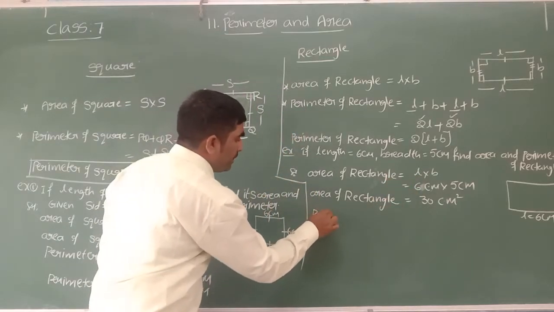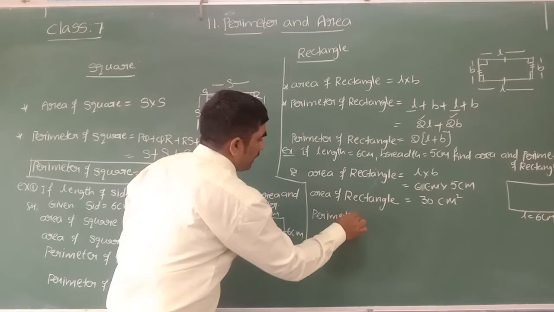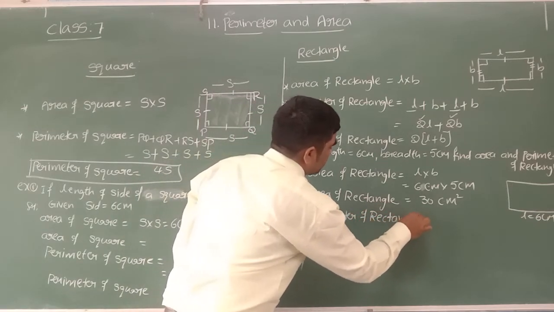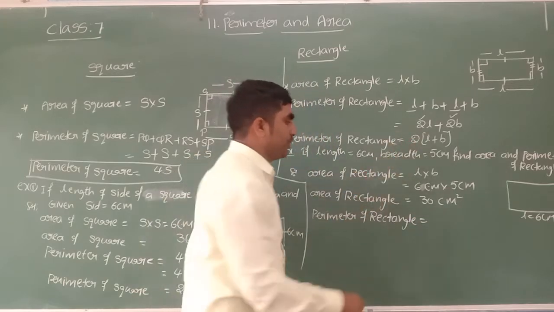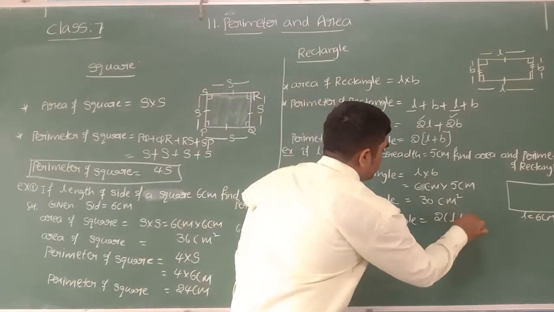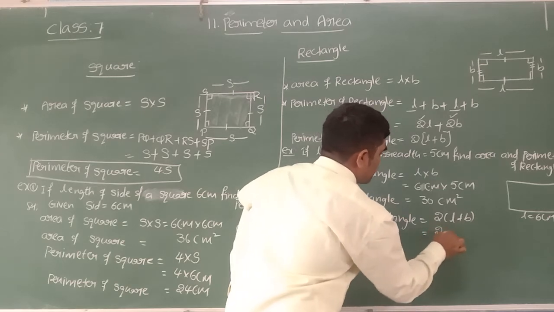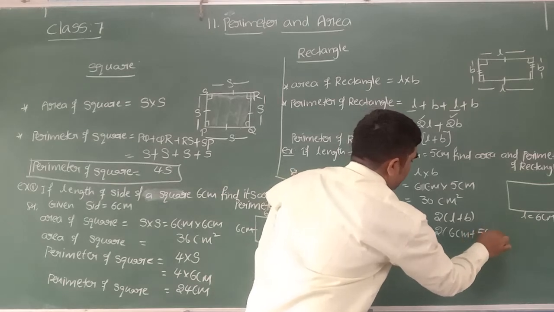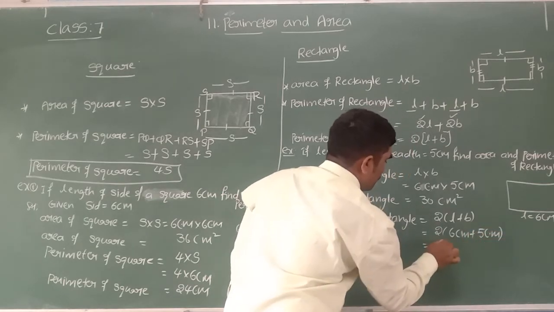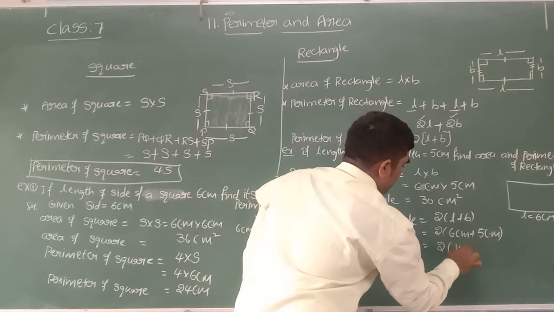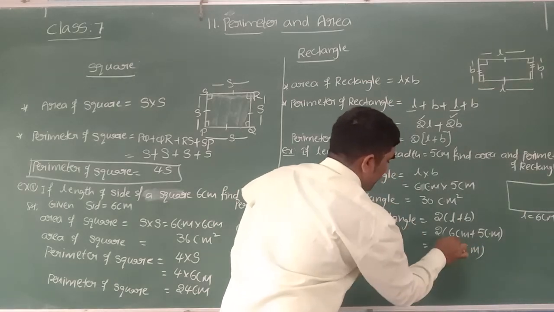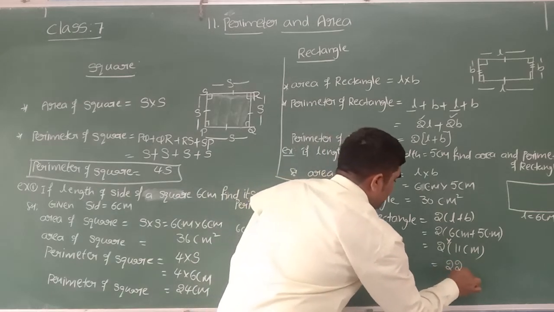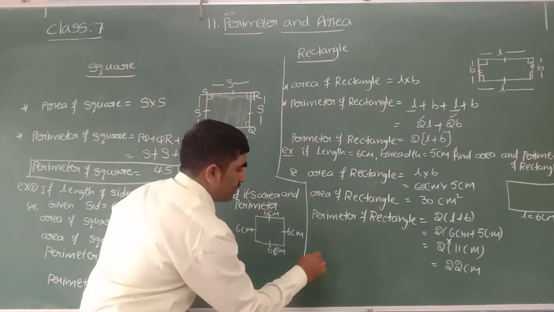Now let us find the perimeter of the rectangle here. Perimeter of rectangle is equal to, what formula I gave you? 2 into L plus B. 2 into length plus breadth. 2 into, what is the length? 6 centimeter plus, what is the breadth? 5 centimeters, is equal to 2 into 6 plus 5, 11 centimeters. Now the bracket indicates multiplication. 2 into 11, 22. 22 centimeters, which is the perimeter of the rectangle.